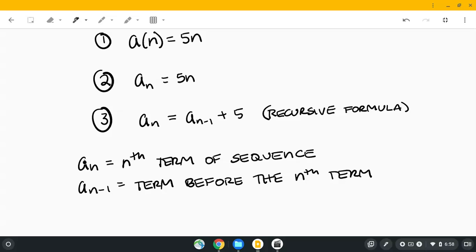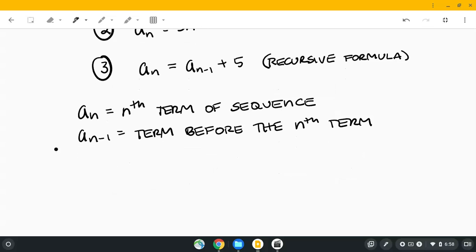If this is A29, then this is A28, the one before it. If this is A123, then this one is A122. It represents the term before this one. And of course A1 is the first term, A2 is the second one, etc.